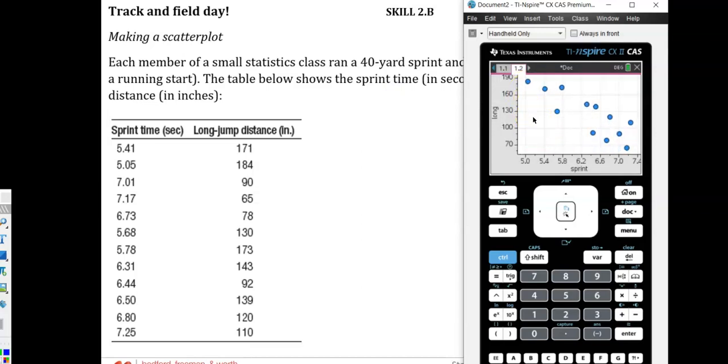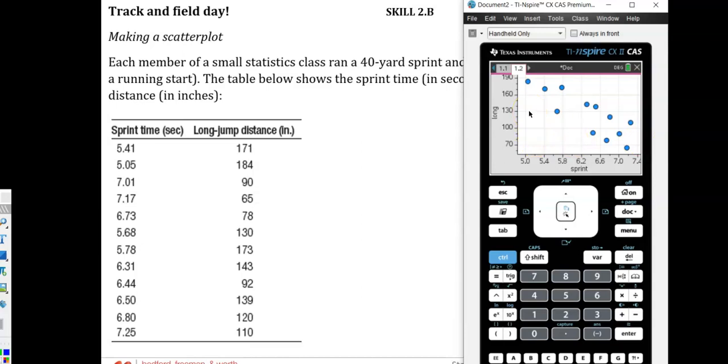So it seems like my hypothesis is the faster you go, the longer you jump. Let's see, is that true? So as you sprint pretty fast here, it doesn't look like your long jump is improving. It looks like maybe the opposite here. So that's what a scatter plot is.